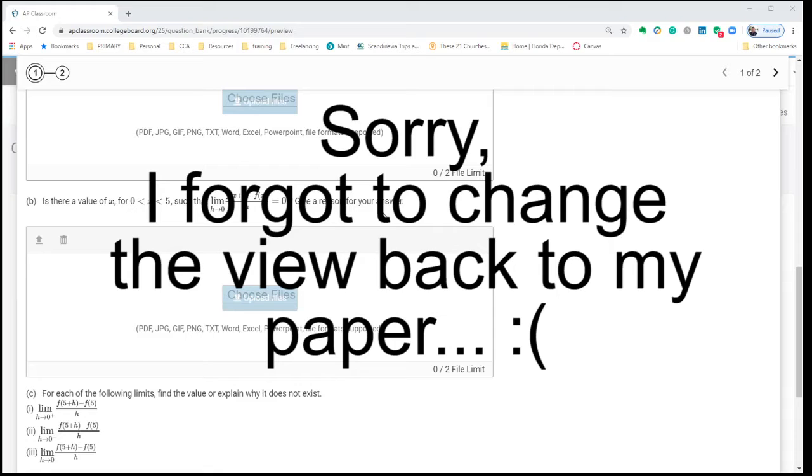Horizontal tangent at x equals 2, therefore the limit as h approaches 0 of f of x plus h minus f of x over h equals 0 at x equals 2. So that's B. All right.